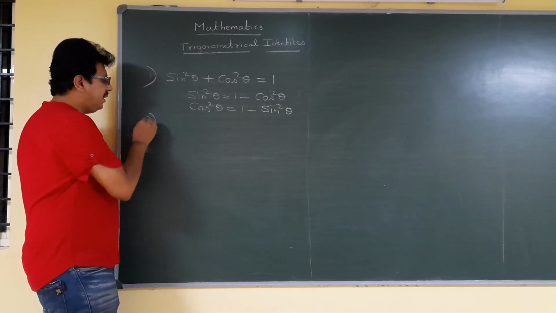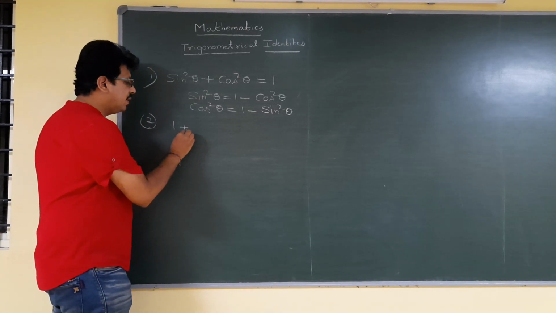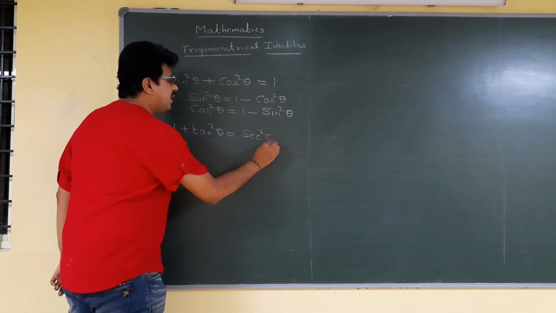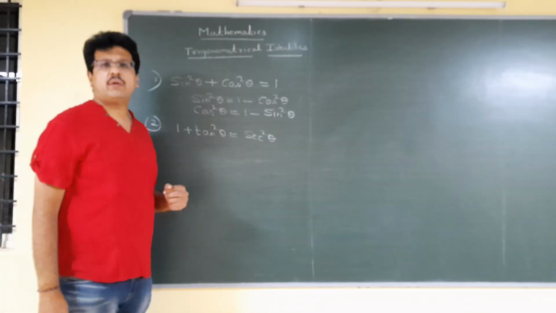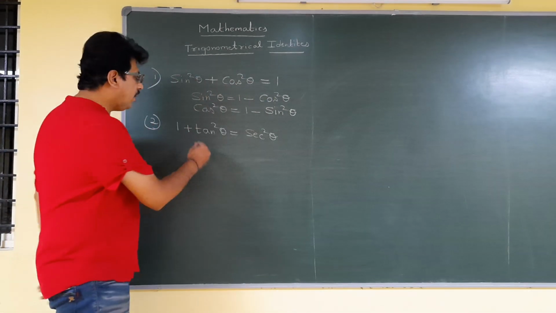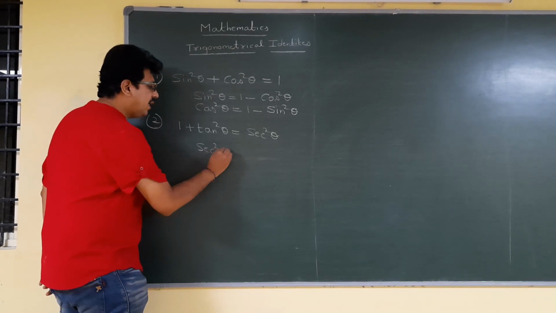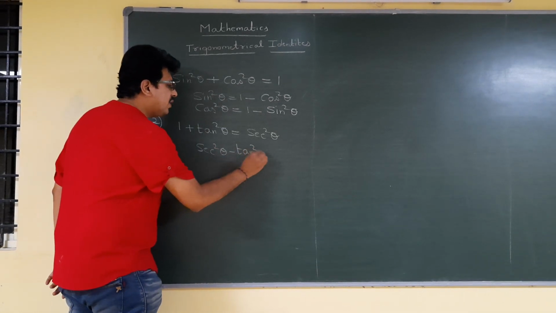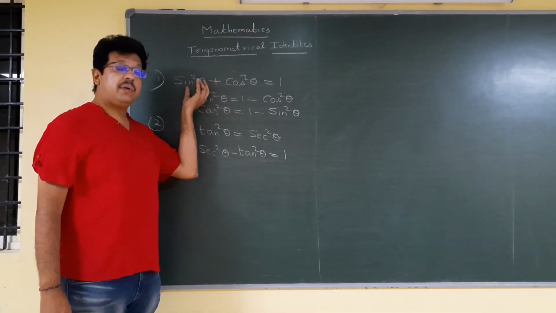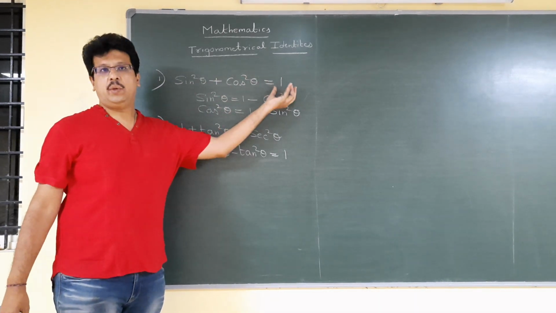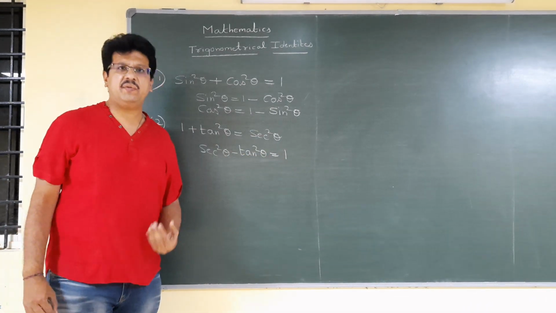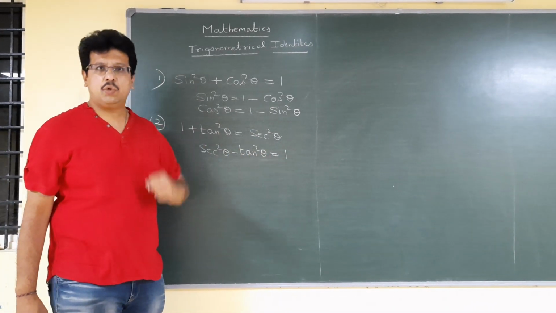The second identity is 1 plus tan square theta equal to secant square theta. This is the second very important identity. See, sin square theta plus cos square theta is equal to 1. We can also write secant square theta minus tan square theta is also equal to 1. Sometimes we need sin square theta plus cos square theta equal to 1, and sometimes we need secant square theta minus tan square theta equal to 1. It depends on the problems. When we solve the problems, you will come to know about it.